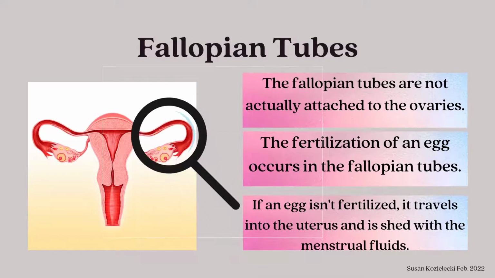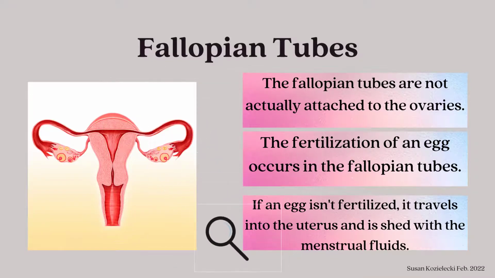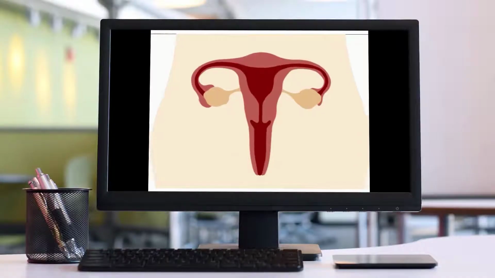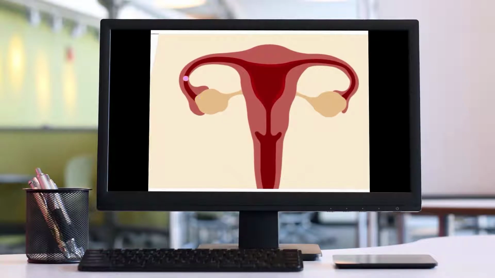The fallopian tubes. The fallopian tubes are not actually attached to the ovaries. They kind of float fairly close by, and when an egg is released, they capture the egg. The fertilization of an egg occurs in the fallopian tubes. If an egg isn't fertilized, it travels into the uterus and is shed with the menstrual fluids. Please watch this video of ovulation in action.